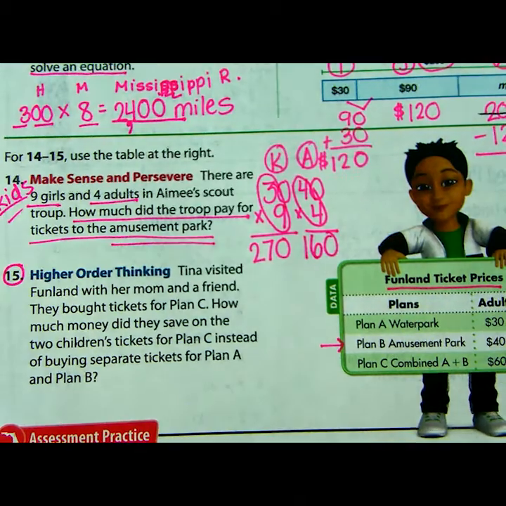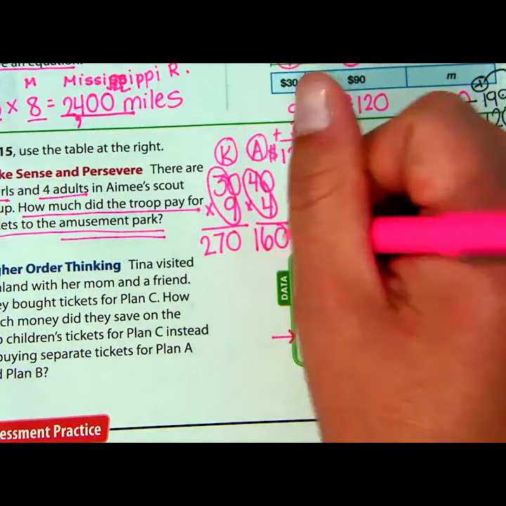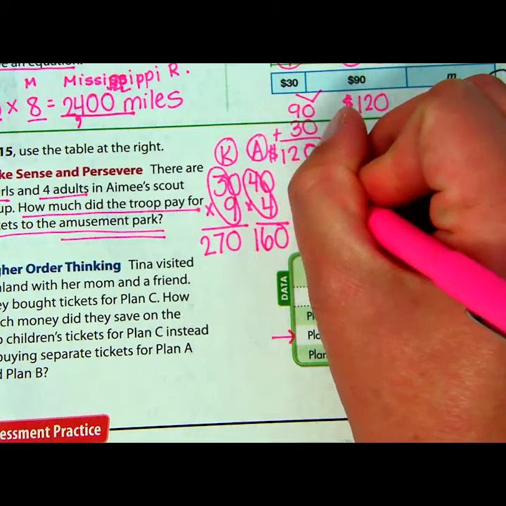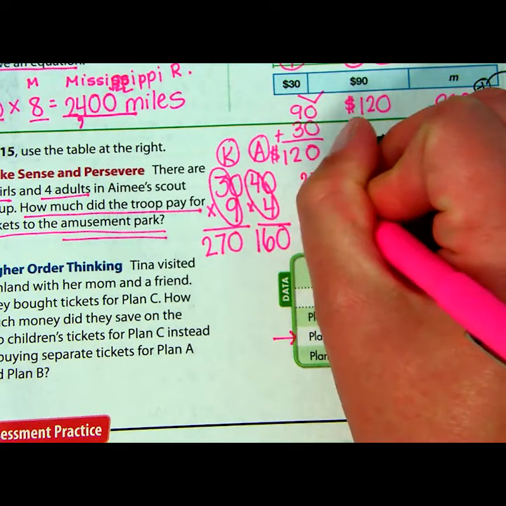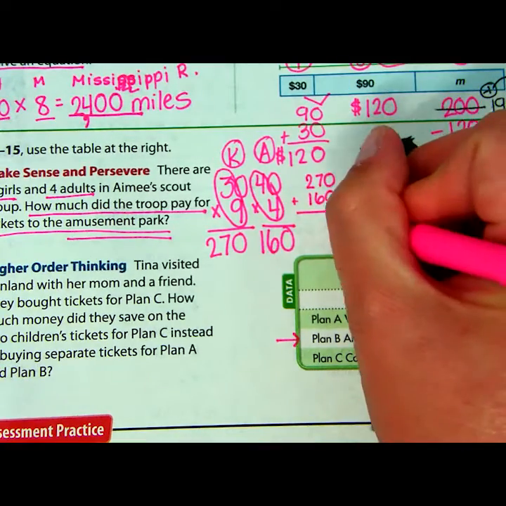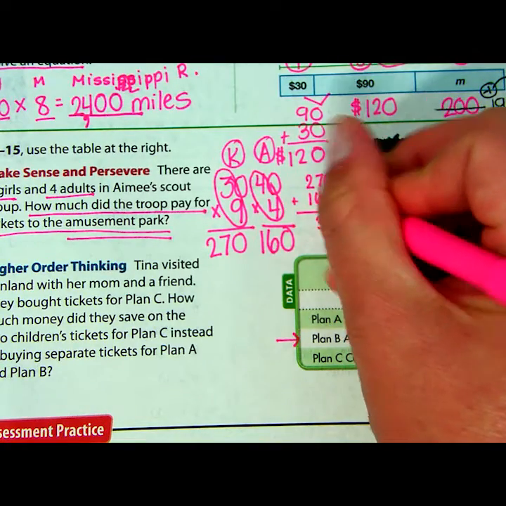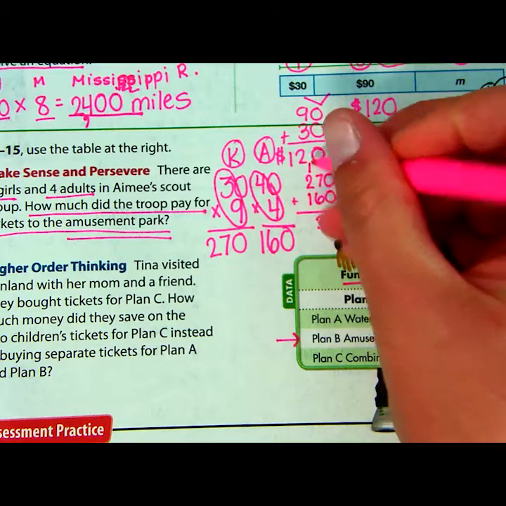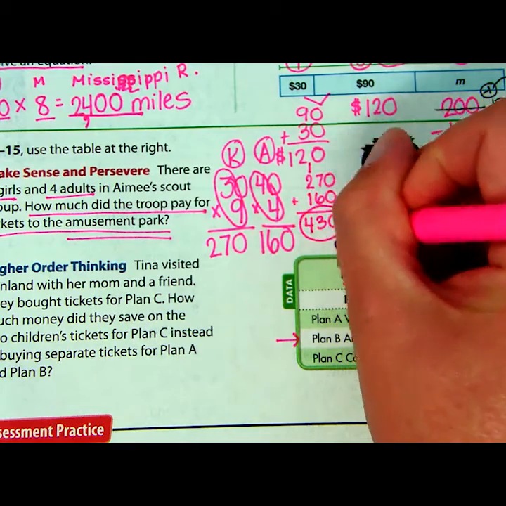So now I have these two products of 270 and 160. And I'm going to add those two together. 0 plus 0 is 0. 7 plus 6 is 13. And 2, 3, 4. They spent a total of $430.